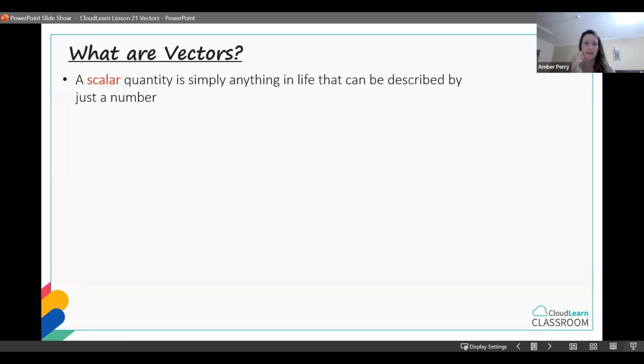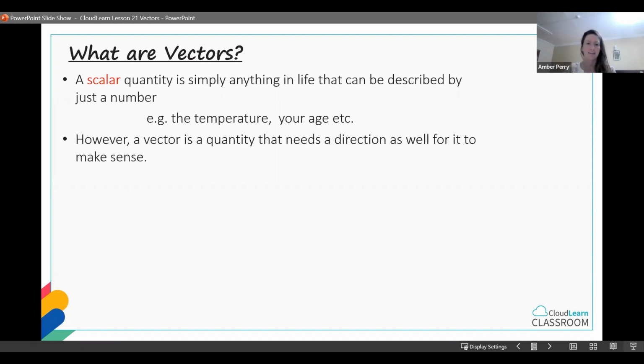We have things called scalars and then things called vectors. And a scalar is anything that's just a number, okay? So anything like age, temperature, anything that can just be represented by a number, that's a scalar. A vector is something that also needs direction. You're going to meet vectors a lot more in higher level mathematics, used a lot in mechanics, in forces, in engineering. Vectors are used a lot. So they are something that have both magnitude and direction.